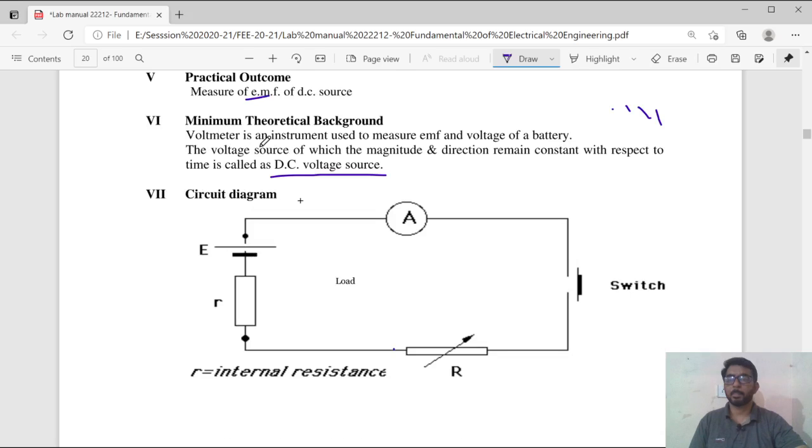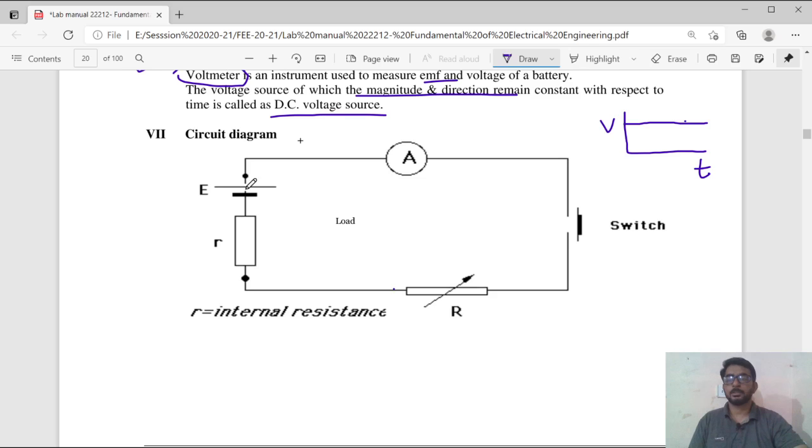Then minimum theoretical background: this is the requirement of this practical, that a voltmeter is an instrument used to measure EMF and the voltage of the battery. He should be aware of this voltmeter. Please remember, the voltage source whose magnitude and direction remain constant with respect to time is known as the DC source. So, we can draw a diagram with respect to time. This voltage is constant, this is the constant line. So, it is known as the DC voltage source. These are the requirements for our practical.